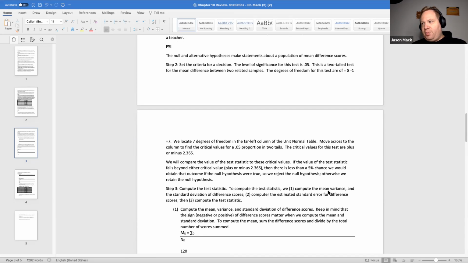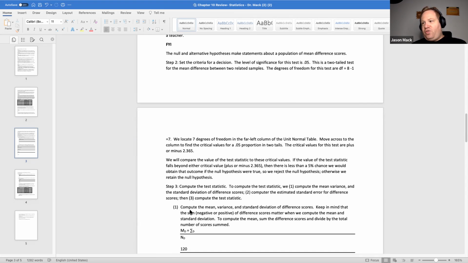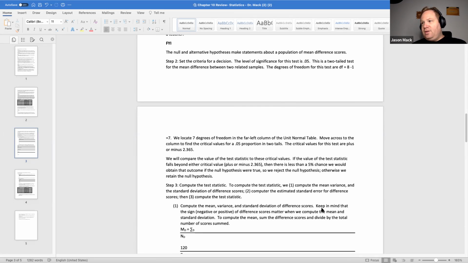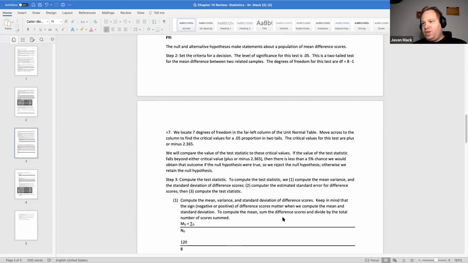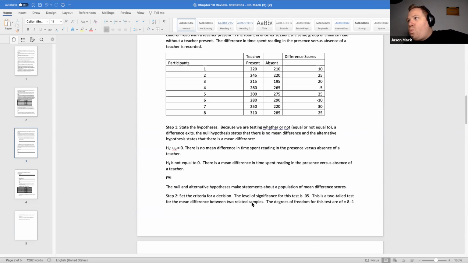To compute the test statistic, we compute the mean, variance, and the standard deviation of the difference of the scores, compute the estimated standard error for the difference, and then compute the test statistic. So first, we're going to compute the mean, variance, and standard deviation of the scores. Keep in mind that the sign, negative or positive, of the difference of scores matters when we compute the mean and standard deviation. To compute the mean, we sum the differences of the scores and divide by the total number of scores summed. So the mean difference of scores is equal to the sum of the differences divided by the population difference. So if we go back up here, we sum the differences right here. Okay, that's going to give you the 120.